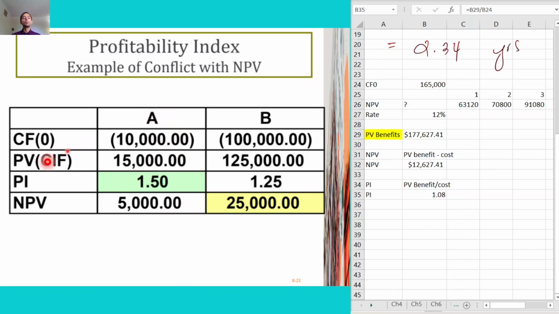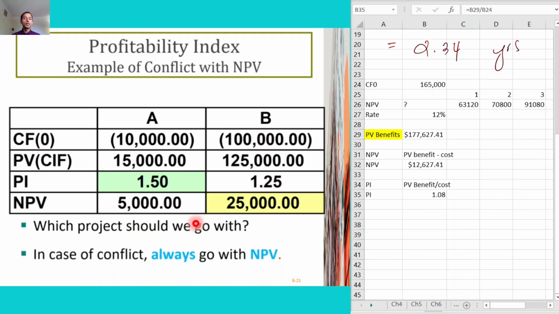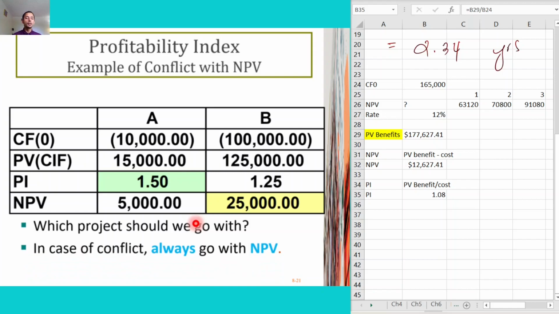Based on PI, you'd say PI for A is larger, so definitely the company should go with project A. But NPV says the benefit is larger than cost for B in comparison to A. Therefore, go with B. So there clearly is a conflict. What do we do? If there is conflict, we always go with the NPV. Why? Again, just to reiterate, NPV is the king. Right? Moving on.